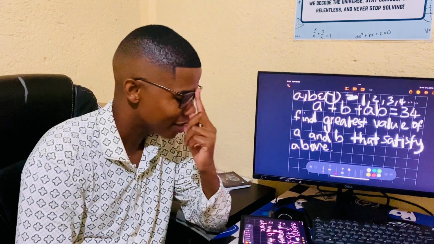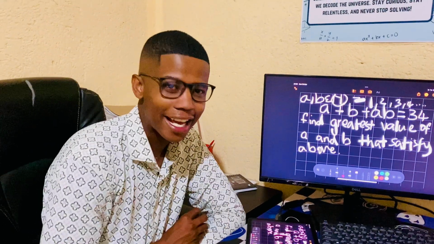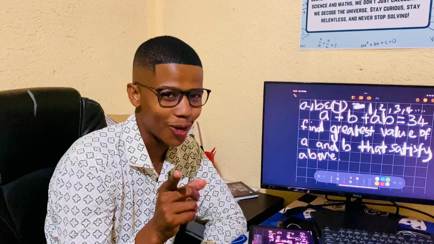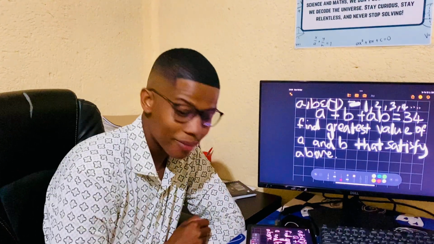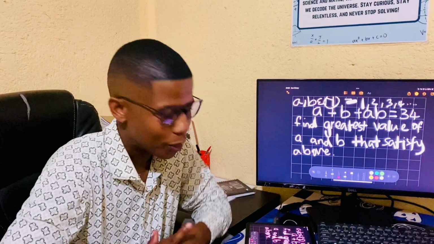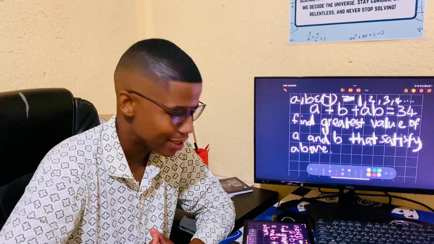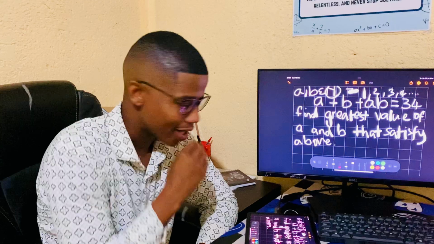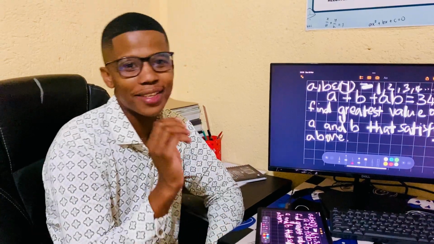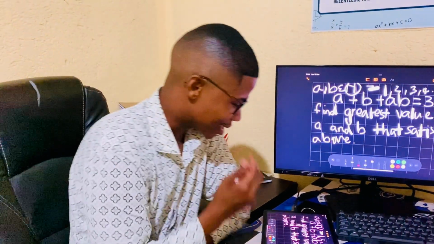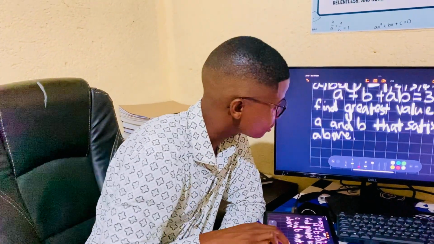And we are also given a lovely equation. They're like the women that we're negotiating for in the lobola. We have A plus B plus AB equals 34. And we are asked to find the greatest value of cows and goats. I'm joking, A and B, that can satisfy the above equation. So, ladies and gentlemen, I'm going to start now.